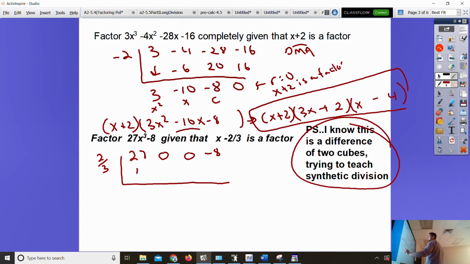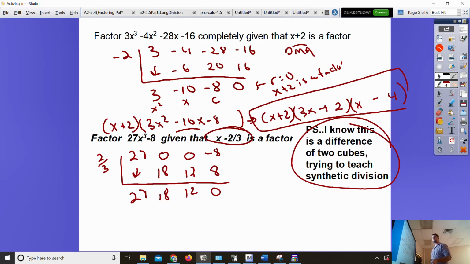We drop 27. 2/3 of 27 ought to be 18. And then we add. 2/3 of 18 is 12. And then we add. And 2/3 of 12 is 8. And then we add. All right, so let's talk about this.